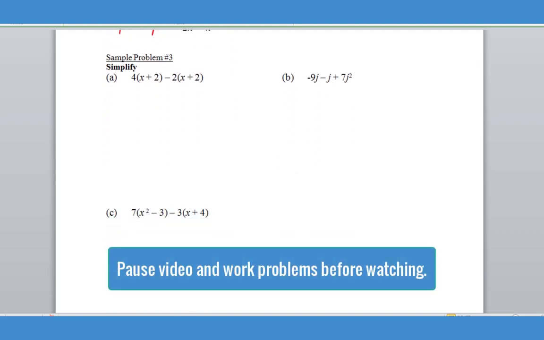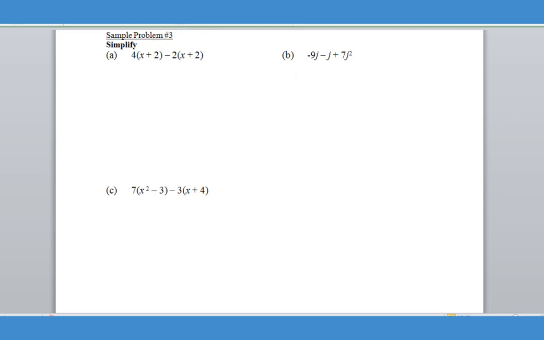So if we take a look at sample problem number 3, let's work part A, B, and C. So go ahead and pause the video at this time and then come back for the demonstration. So on part A, the very first thing we need to do is the distributive property twice. So we're going to start with 4 and distributing 4 to each part of the parentheses. So I'm going to have 4x plus 8. Then I'm going to distribute the entire negative 2, and that's going to give me negative 2x minus 4.